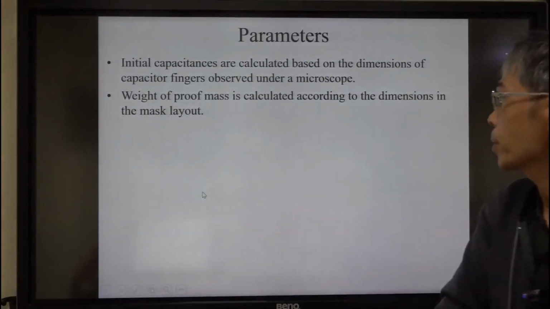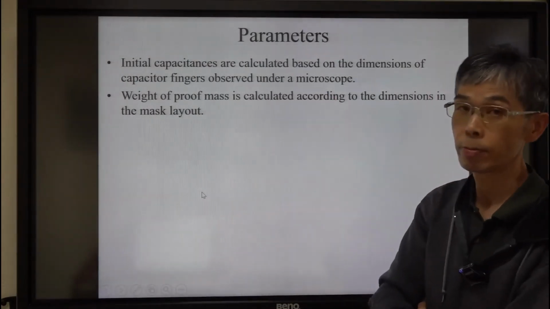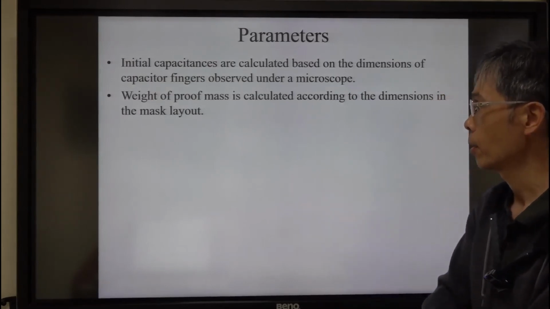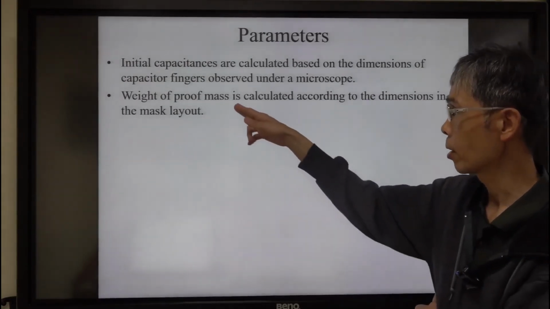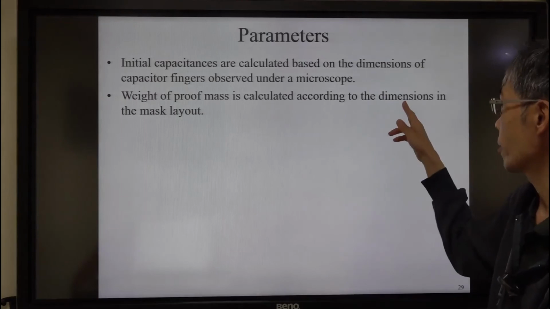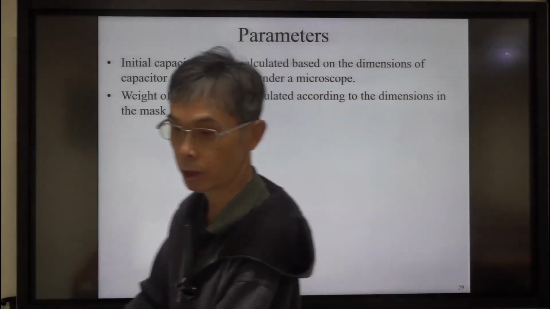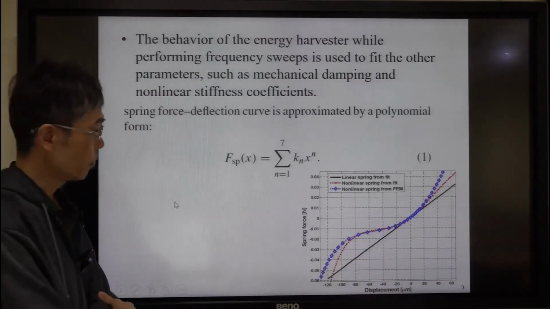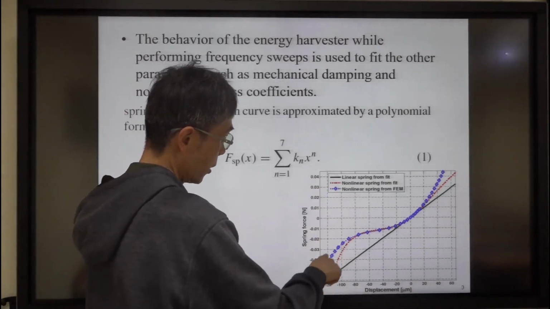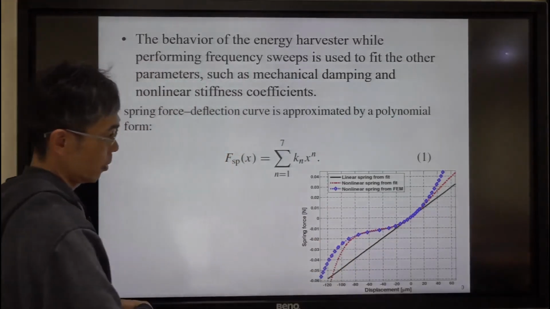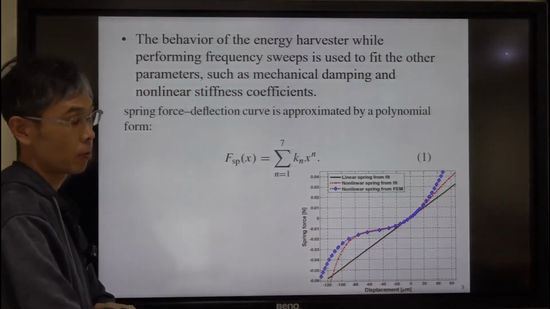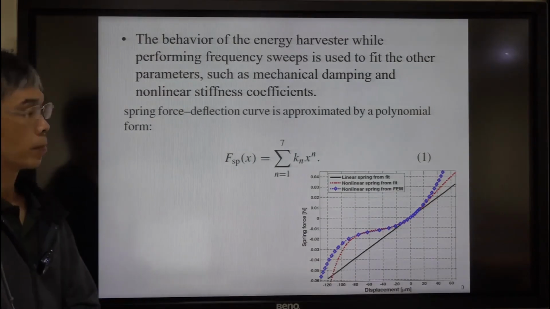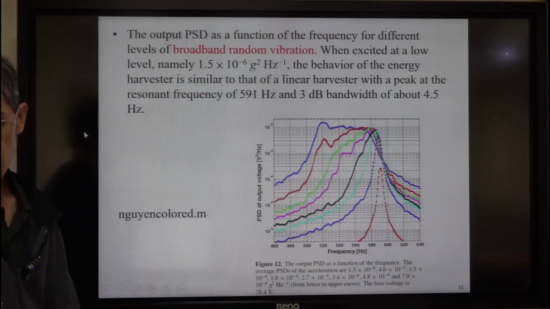The initial capacitance can be calculated using the parallel capacitor assumption of the initial state of the two capacitors. And for the mass of the proof mass M, we use the dimensions of the device to calculate the mass. Because the spring behavior is highly nonlinear, hardening and softening, we use a seventh order polynomial to fit this FD curve.